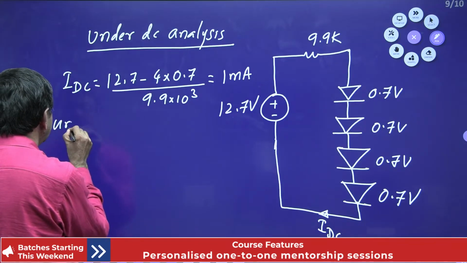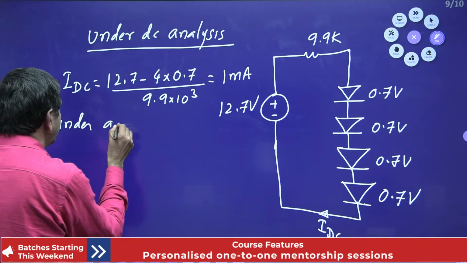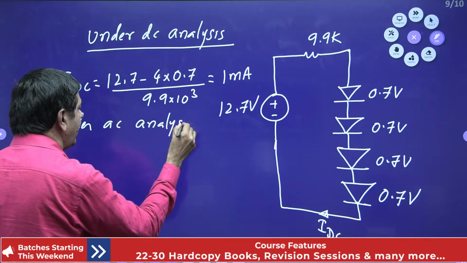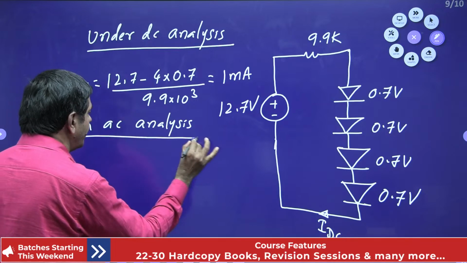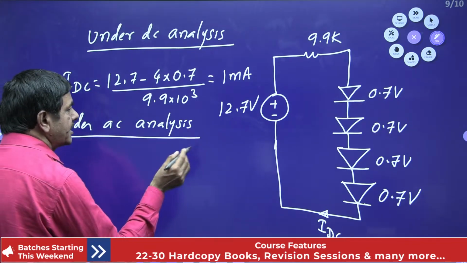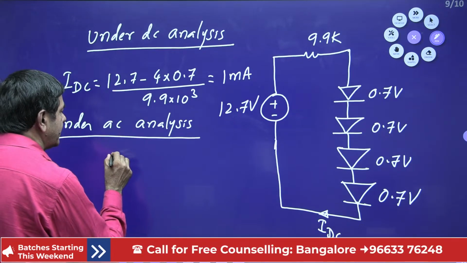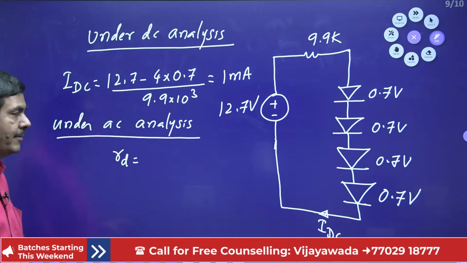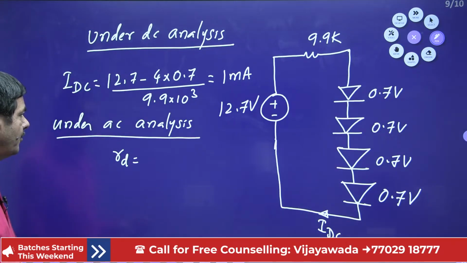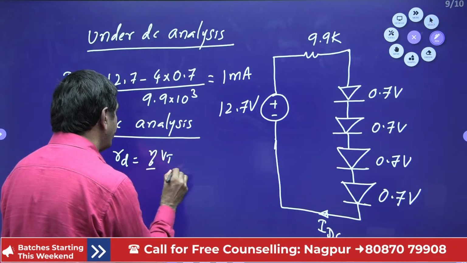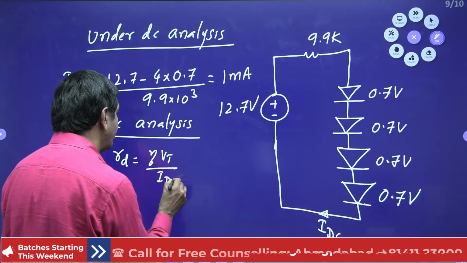Under AC analysis, I need to draw the diagram. But initially, the value of eta is required, and the resistance of the diode is a must. Dynamic resistance is a must for one diode. Finally, I will multiply by 4. Understand my point now. Eta into Vt divided by IDC, I give the formula.